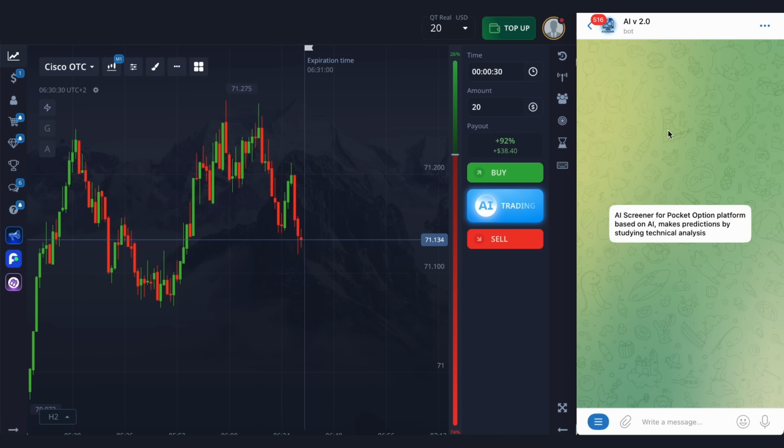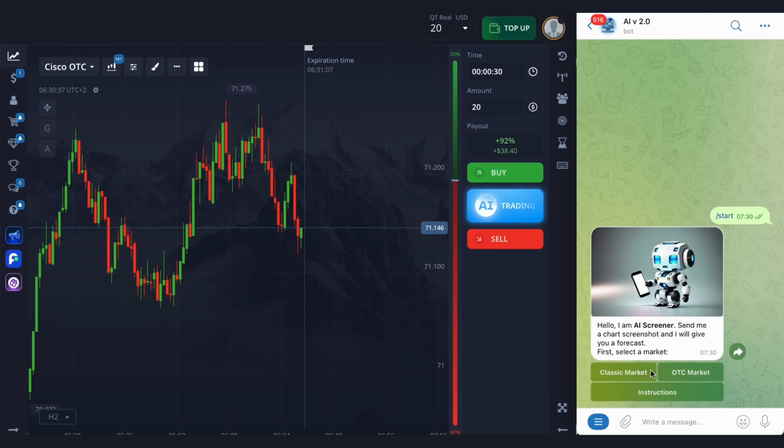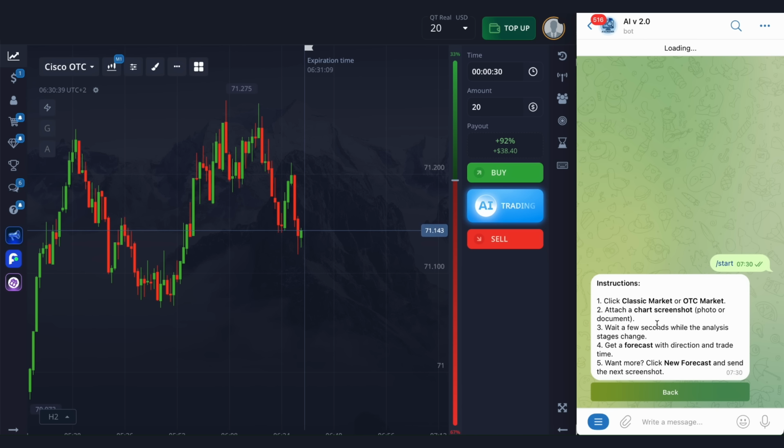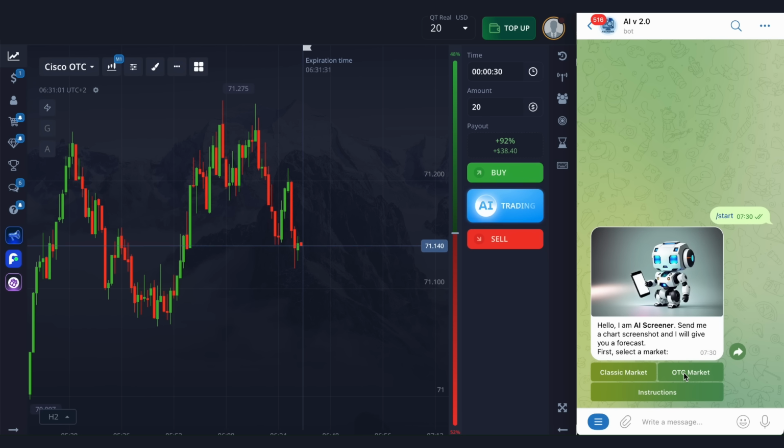All right. AI Screener version 2.0. That is what we're going to be using today. Let's go ahead and find out how this operates. The instruction says artificial intelligence screener. You choose between your classic market and OTC market, and then you attach a nice screenshot of your chart. Then you wait for a few seconds while the analysis changes stages, and then you get a forecast with the direction and the trade time. It's going to give you the trade time to execute, but simply what you need to know is you take a very nice screenshot, you send it to our guy here, and he is going to process it and give you the direction of the market, telling you to buy or to sell.